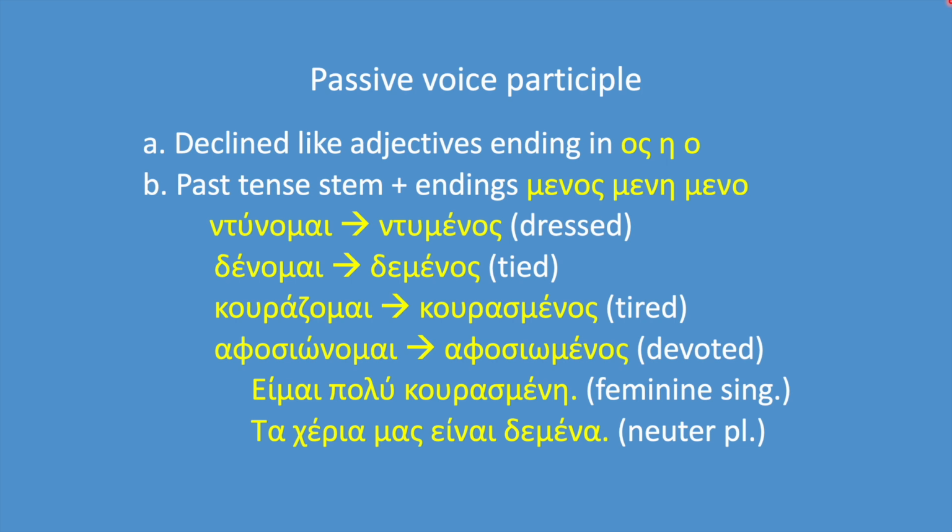The passive voice participle is declined like adjectives ending in -ος, -η, -ο. In fact, the passive participle functions as an adjective. We form it by adding the endings -μένος, -μένη, -μένο to the past tense stem. For example, ντύνομαι, ντυμένος. Δένομαι, δεμένος. Κουράζομαι, κουρασμένος. Αφοσιώνομαι, αφοσιωμένος. Είμαι πολύ κουρασμένη. Here we have the feminine singular form of the participle. Τα χέρια μας είναι δεμένα. And here we have the neuter plural form of the participle.